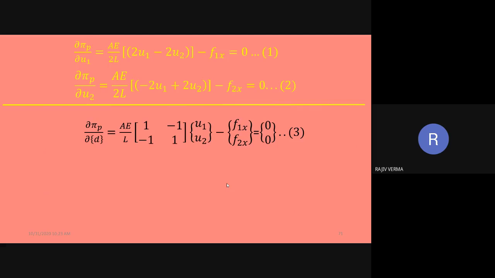So this is the required governing equation, which obviously has been obtained using the matrix approach, and equation number 3 basically is the same equation which was obtained using the direct stiffness formulation in the earlier classes. But in the present form, we are obtaining the equations using the matrix approach.